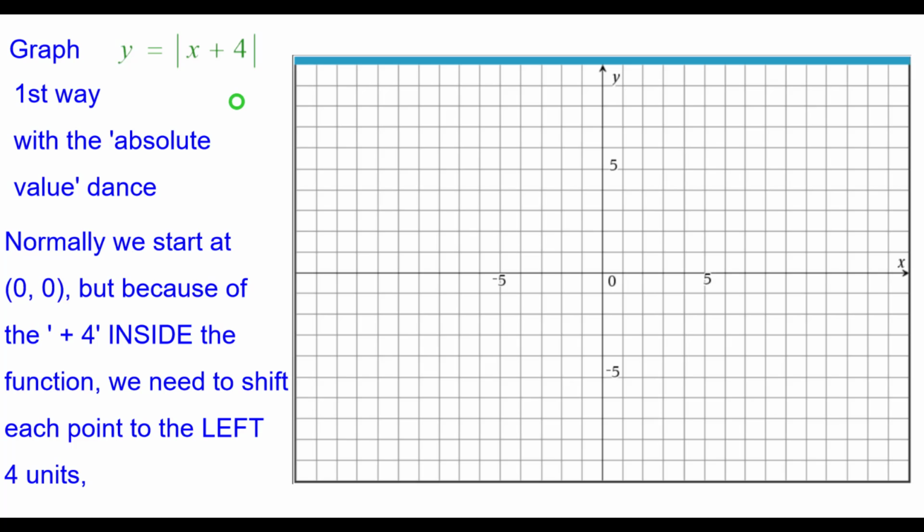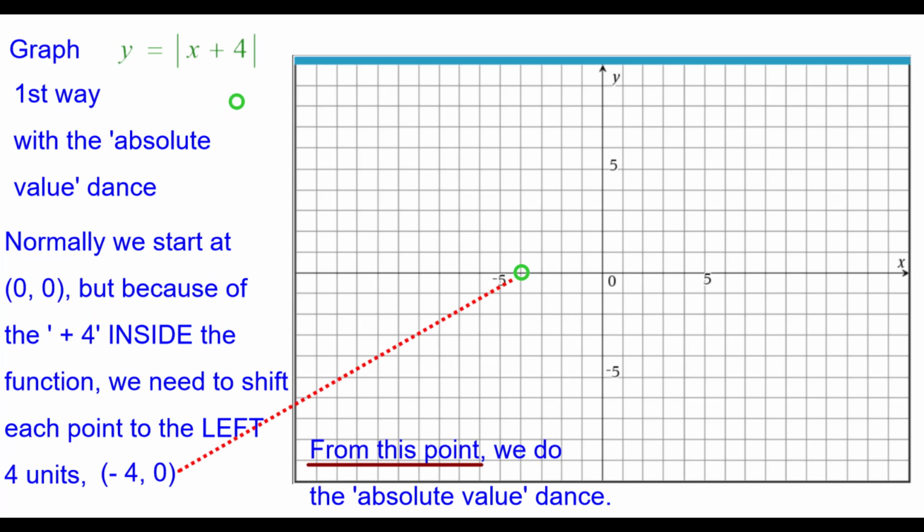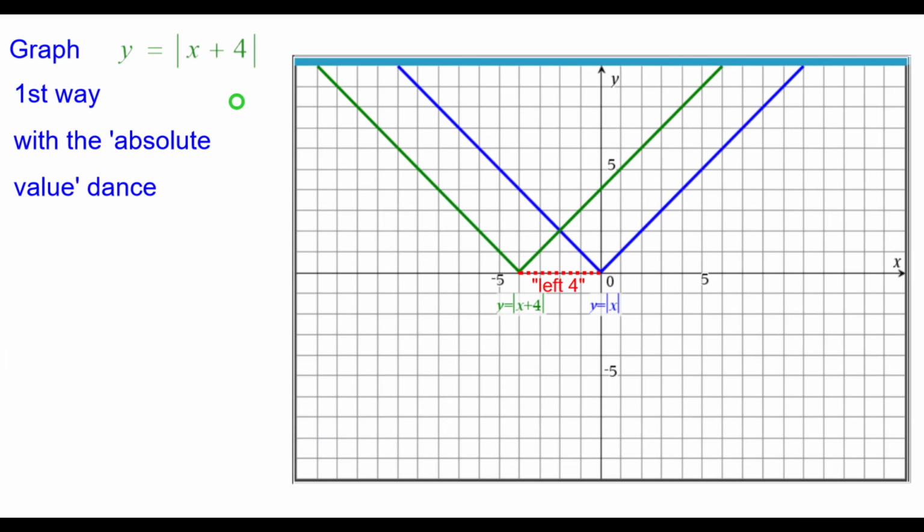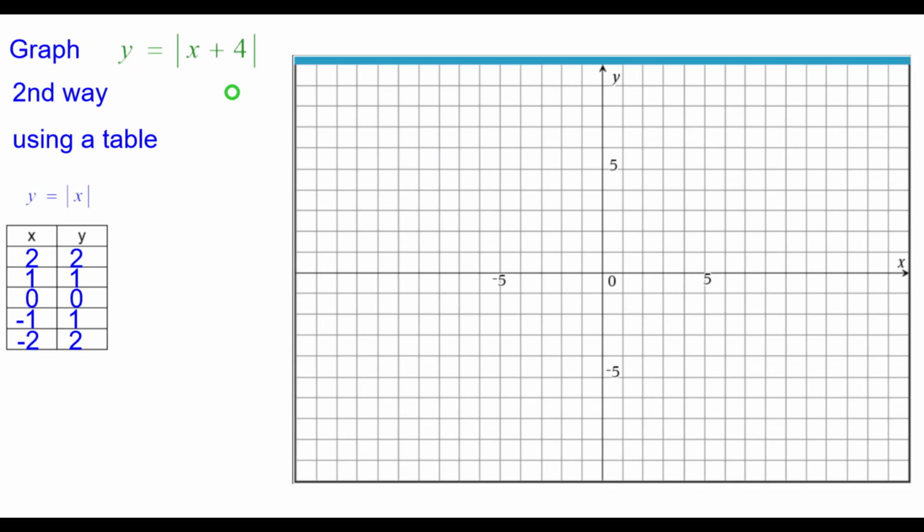Okay, we do the absolute value dance, but we start to the left 4 units, because of the plus 4, and then we go ahead and do our absolute value dance. Right 1 up 1, the absolute value of 1 is 1, and so on. Again, that's much quicker than we normally would do. We also do this by comparing it to the parent function, everything shifted left 4. We also do it by table, and I'll leave that for you to get.